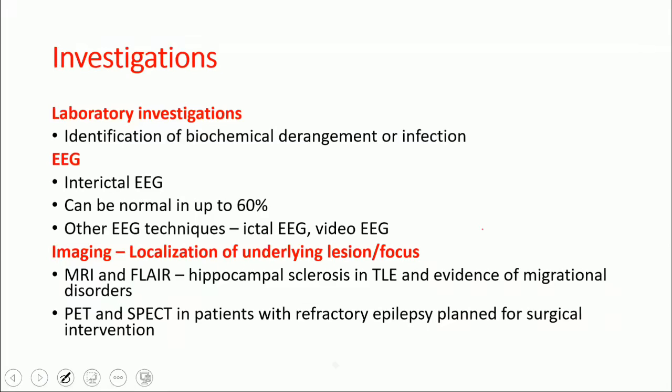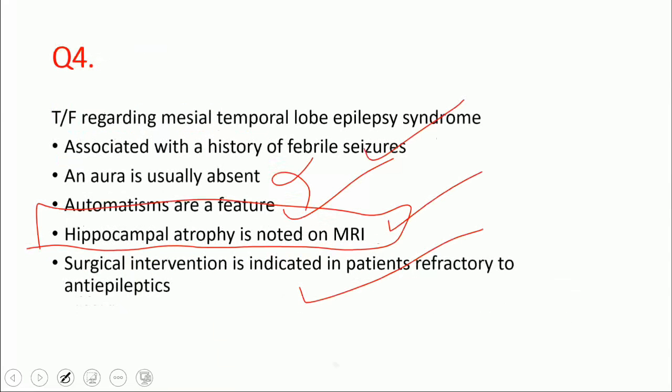So this surgical intervention is indicated in almost any type of refractory seizure, or it just depends, not in all. There are certain types where you can do surgery, not all. But definitely in temporal lobe epilepsy, we do a lot of surgery in refractory cases.